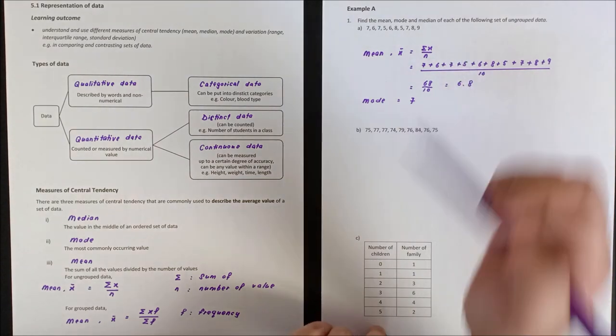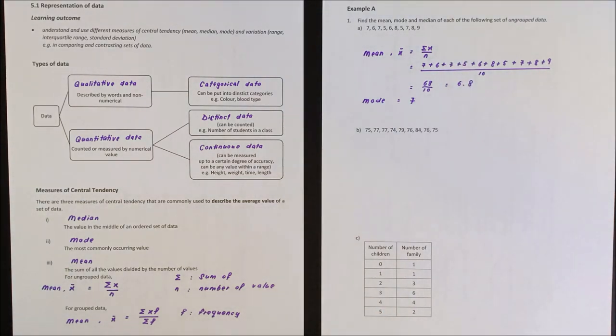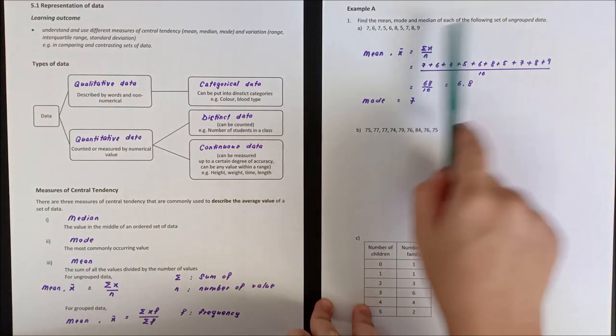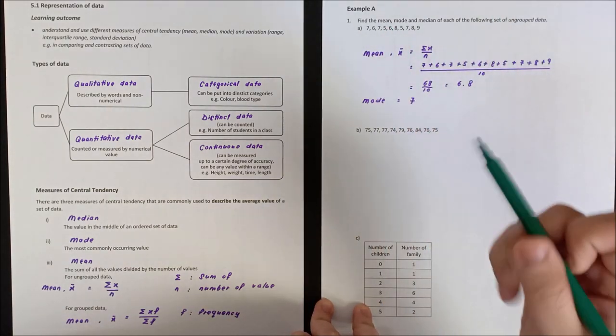Okay, now median. This is something that we need to beware of. Every time you want to find the median, you must make sure that your data set is in ascending order, meaning you must arrange it from smallest to greatest. If you already wrote something here, then maybe you can write your numbers beside that.